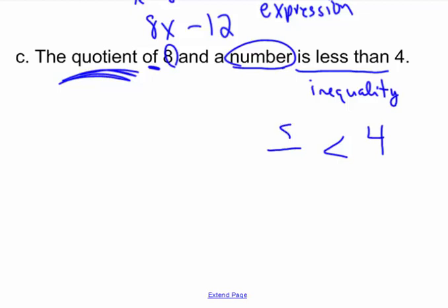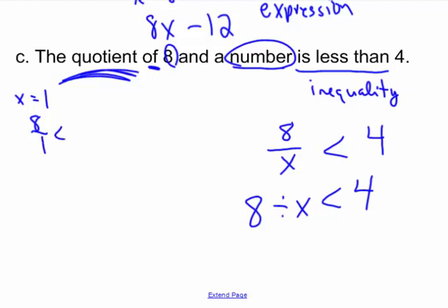So I could write it two different ways. I could do 8 over x, or if you prefer, I could do 8 divided by x. They both mean the same thing. Typically, we'll use 8 over x in that fraction form, but again, doesn't matter that much. So now I'm going to see what solutions will work. I'm going to plug in 1. 8 over 1 is 8. 8 is less than 4. Is that true? No. Therefore, 1 is not a solution.